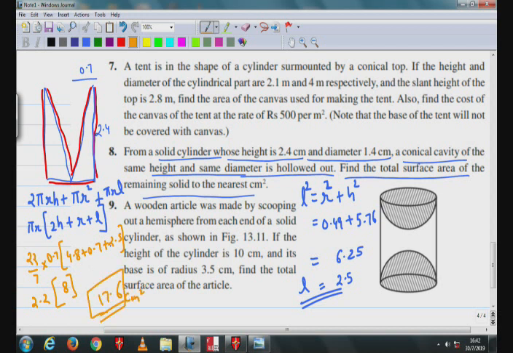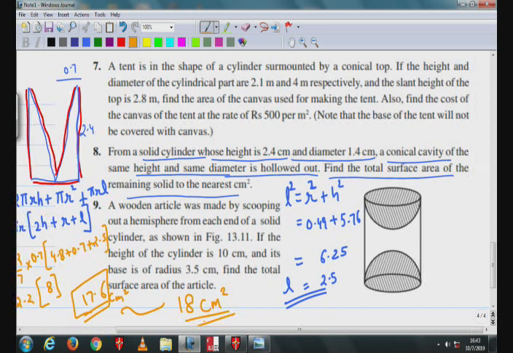That is the area. Now since the question asks us to convert it to the nearest integer, or the nearest centimeter square, if you convert 17.6 on rounding off, it will become 18 centimeter square. This is called converting to the nearest centimeter, like you have to convert it to the nearest whole number. So 17.6, since the decimal part was greater than 5, we will convert it to the next integer, which is 18. I hope this is clear.